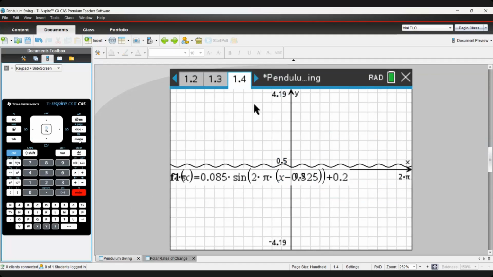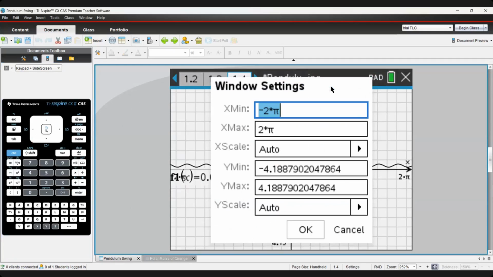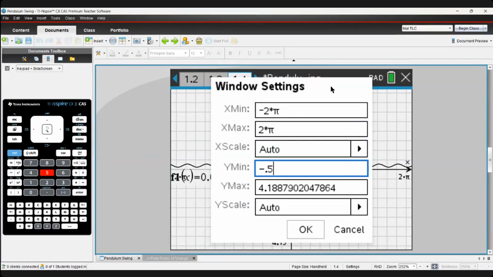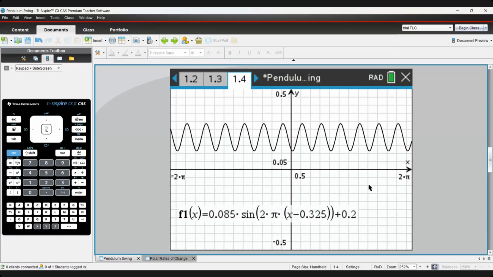And I need to change my y values. I need to adjust those y values to be negative 0.5 to 0.5. That should be good, I think. There we go. Nice. So I might want to see, at what times, and maybe I adjust my x's, but at what times, we've got this swinging pendulum. When was that pendulum, I don't know, like 0.25 meters from the motion detector?